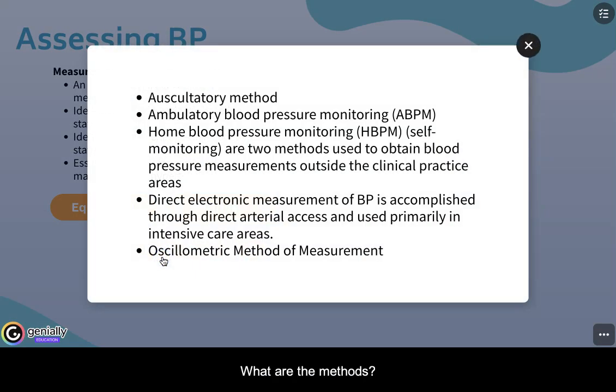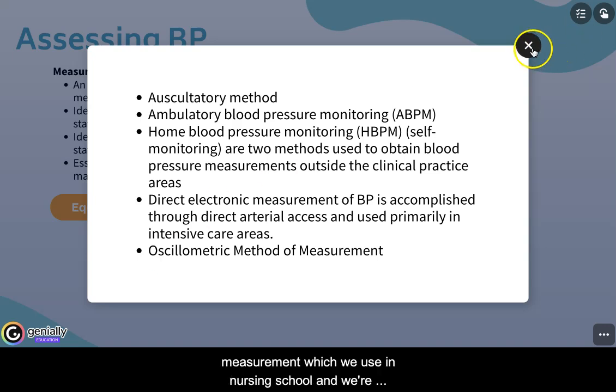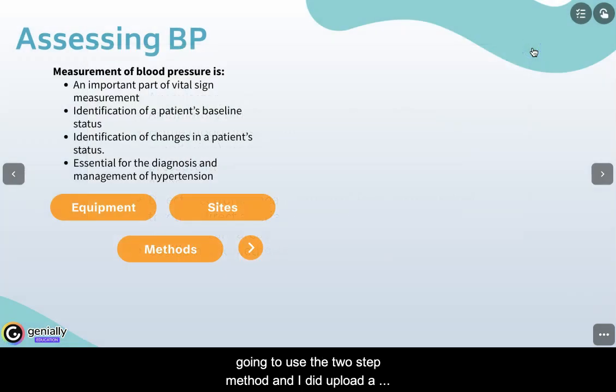What are the methods? You have the auscultatory method. You have an ambulatory blood pressure monitoring method. You have the home blood pressure monitoring system. You have direct electronic blood pressure, which we use in the ICU. Then you have the oscillometric method of measurement, which we use in nursing school. And we're going to use the two-step method, and I did upload a video in your Canvas page to help you practice that.